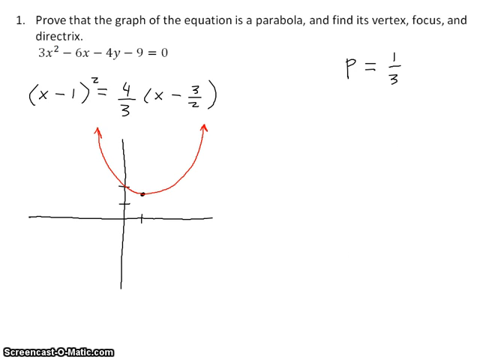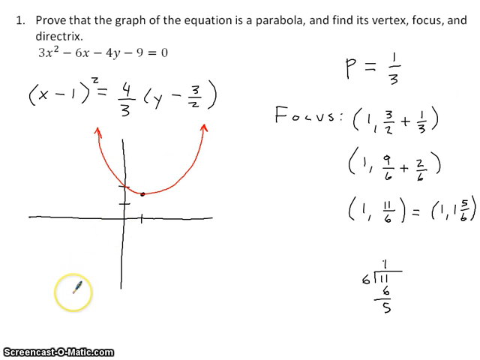So we have a parabola facing up, which means that our focus is going to be placed within the cup of the parabola. So what I want to do is add on to the y value of my vertex to find the point of the focus. Okay, so I've found the focus point by adding 1/3 onto 3 over 2. That brings me to 11 over 6, which is 1 5/6, which is very, very close to 2. So this is where my focus is located.